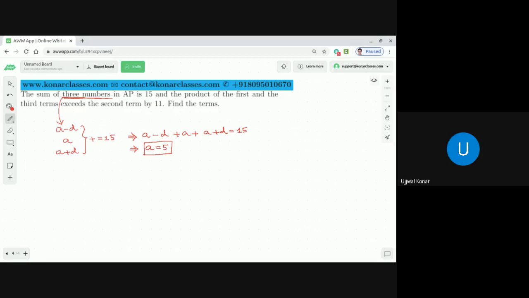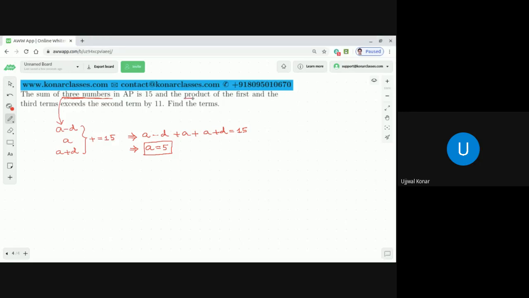And the third term exceeds the second term by 11. What is the third term? The third term is... and the product of the first and third term, sorry. The product of the first and third term exceeds the second term by 11.